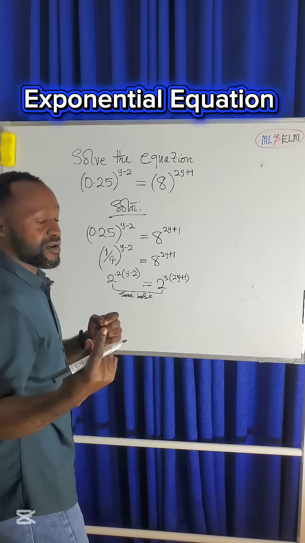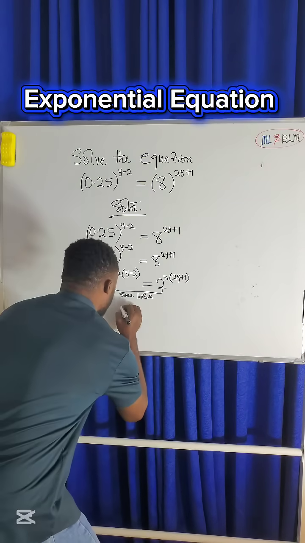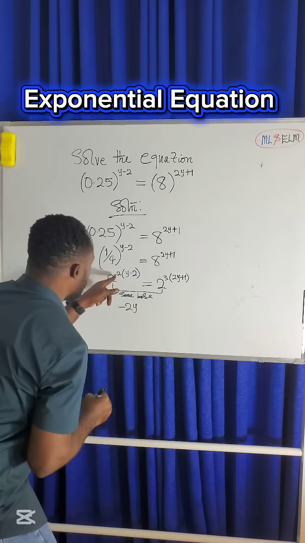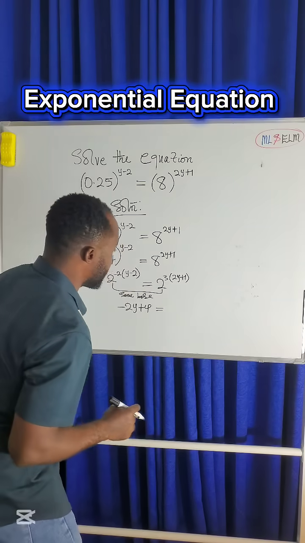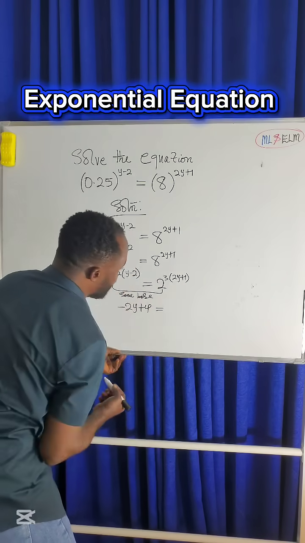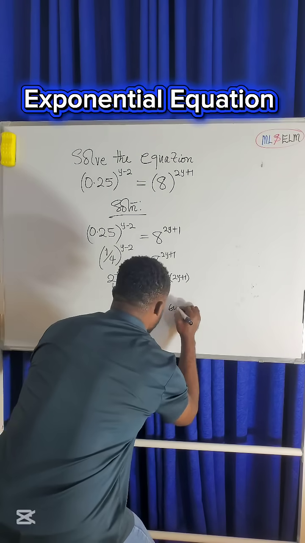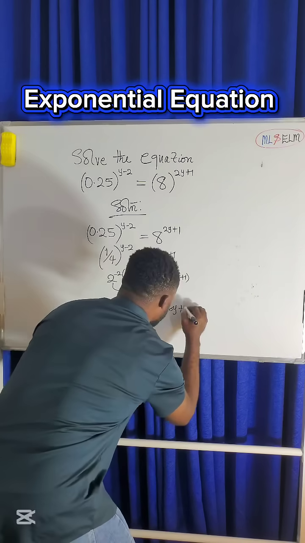I'm going to multiply the powers out at once. So minus 2 times y will give me minus 2y. Minus 2 times minus 2 will give me plus 4, to be equal to the power on the right hand side, where I'm going to multiply this 3 into that bracket. 3 times 2y will give me 6y, and then 3 times 1 will give me 3.